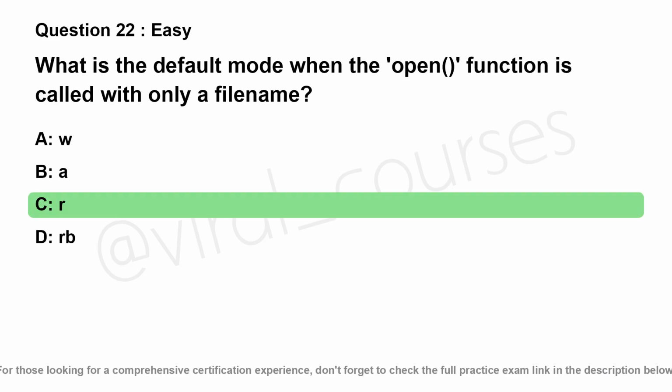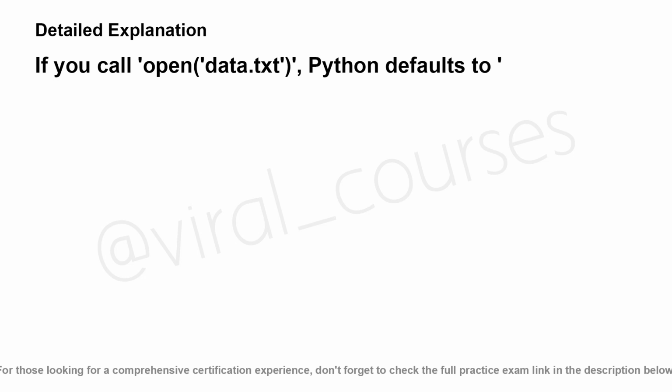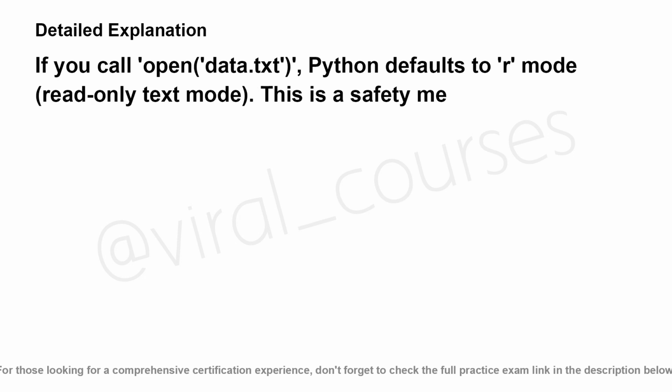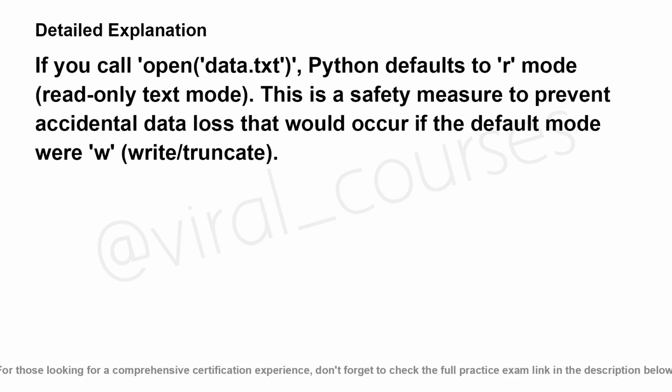The correct answer is C. If you call open('data.txt'), Python defaults to 'r' mode, read-only text mode. This is a safety measure to prevent accidental data loss that would occur if the default mode were 'w', write/truncate.